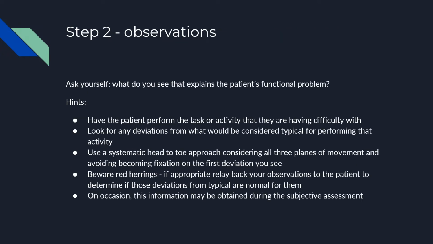So with observations, what we're doing is asking ourselves, what do I see that explains the patient's functional problem? The easiest way to do this, and what we do in neuro, is to have the patient perform the task or activity that they're having difficulty with. Now in MUSC, it can get a little bit tricky, and in theory neuro as well, if it's time dependent. For example, someone might say, I'm training for a marathon, and at the 20-kilometer mark, they've been running for an hour and a half, my Achilles really hurts.